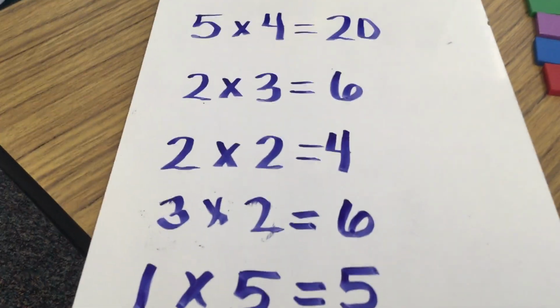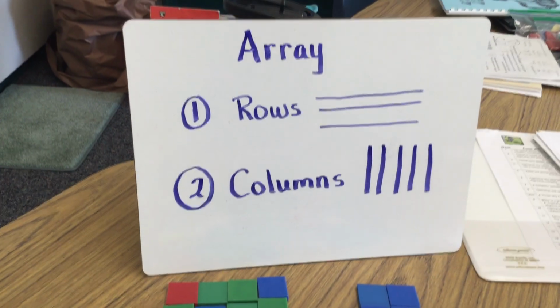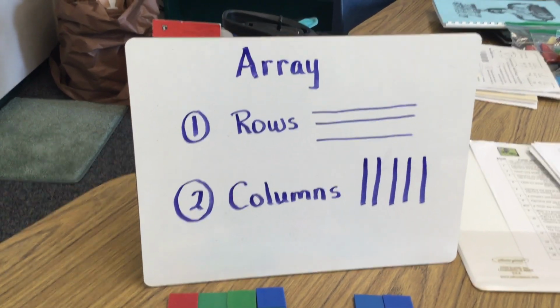Okay? That's how you write number sentences for arrays. Remember, we do the rows first and then the columns.